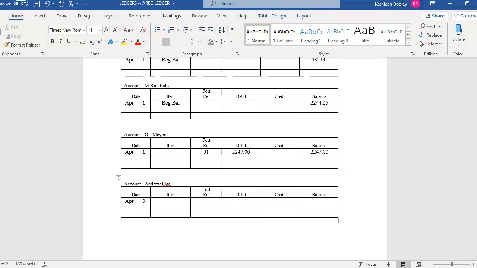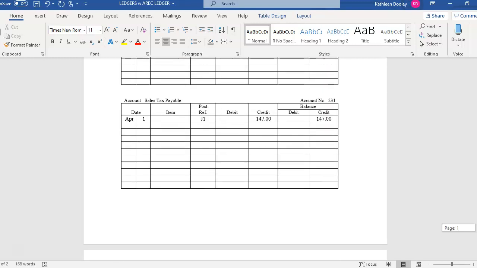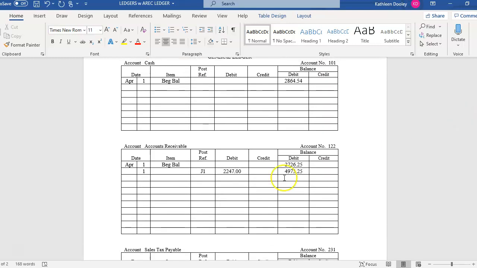We copy the amount, which was 1,070. Our new balance, since the previous balance was 0, 0 plus 1070 is 1070. Where did this information come from that we copied? From J1. And we're going to go back to the journal and put our check mark or our asterisk. I'm also going to post to accounts receivable.